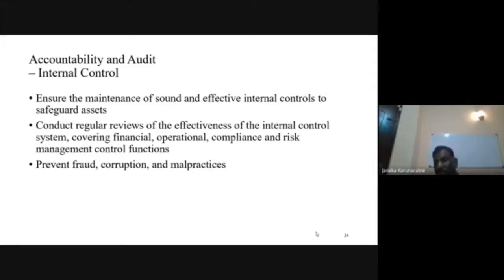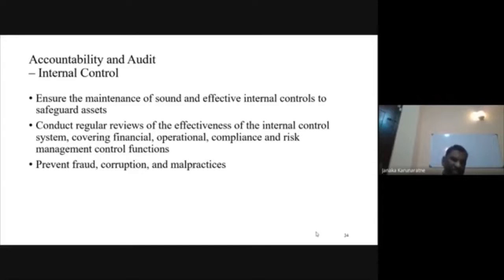Now, this is again an important element of a governance framework: to have sound and effective internal controls in place. Because if you look at the operational risk element, one important part of operational risk is internal controls. If you look at the Basel definition, it's the risk arising from failures due to internal processes, systems, and employees, and external events. So it's very important to have a proper set of internal controls in place.